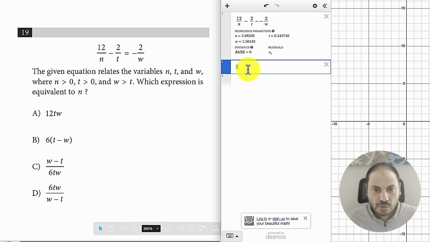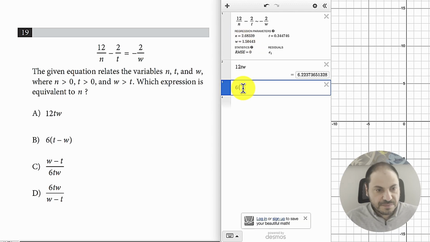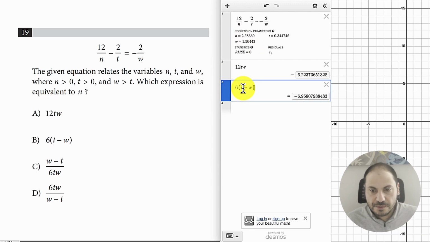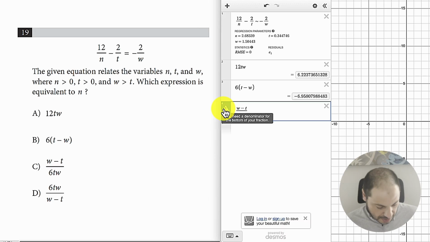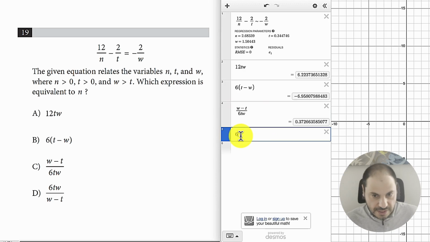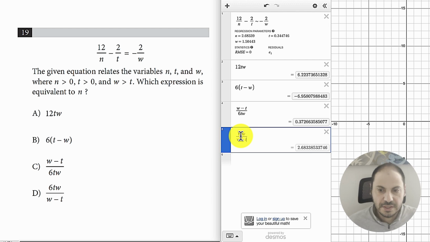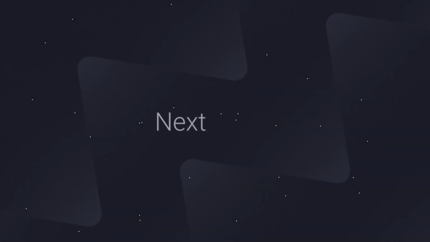We're going to enter all of these answer choices to see which one gives us 2.68339. Answer choice A, 12TW, is 6.22, that's not 2.68. Answer choice B, 6 times T minus W, is negative 6.95, that's not it. Let's try answer choice C, W minus T divided by 6TW. It's 0.37, that's not it. I want 2.68. Last one, 6TW over W minus T, 2.68. So the right answer is D.